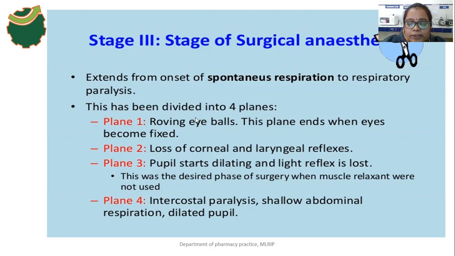There is a movement of eyeball. Okay, and this plane ends when the eyes become fixed. Okay, in plane one, what will happen? There is a movement of eyeball, a slight movement is present in that eyeball.